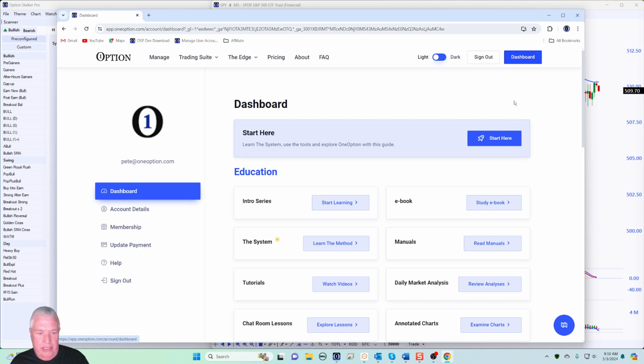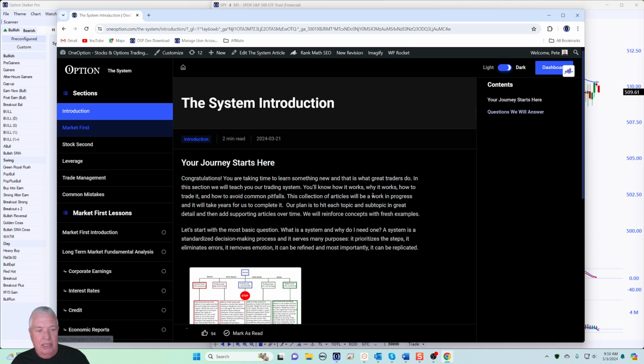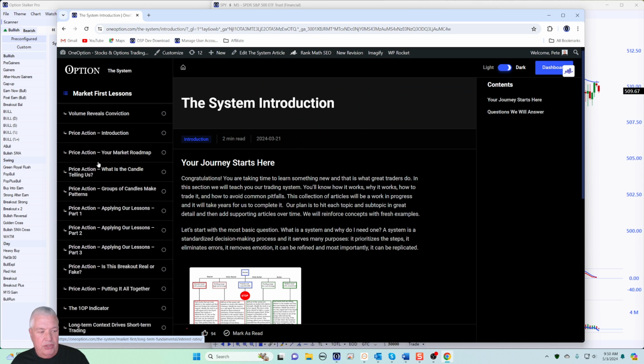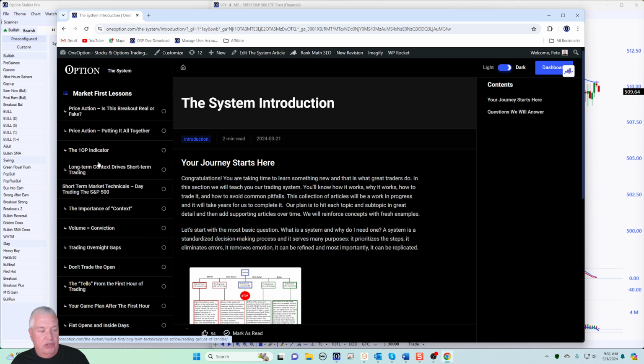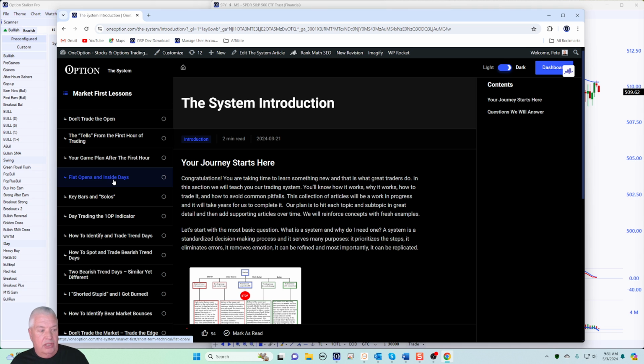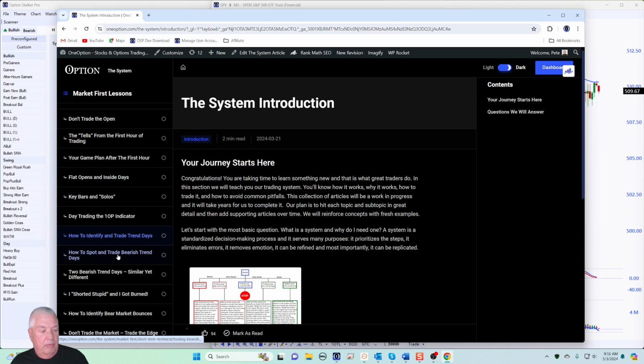I'm going to go to the dashboard. This is your hub. This is where you find everything in the system. This is my course. You can scroll down. Market First is the first section. Get into long-term market technicals. Good for you to read. As you continue to scroll down, you're going to see some short-term technicals as well.